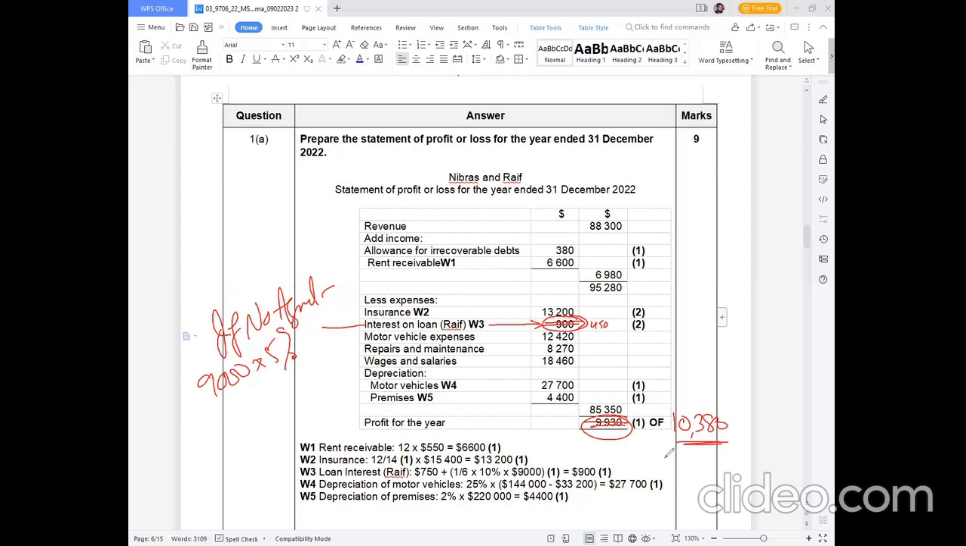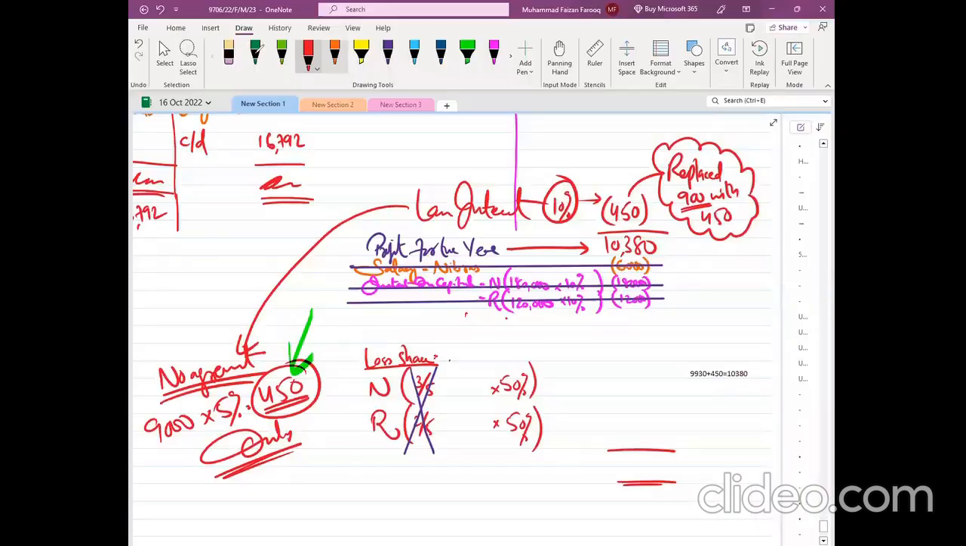That's how I did that. I just changed the answer of my income statement because I replaced the figure of 900 with the figure of 450. That means I reduced my expense. If I am reducing my expense, my profit automatically increases, which is coming to 10380. Any questions? No. Now I will move to the answer. Our residual profit, you just told me, is 10380. There is no agreement, meaning equal sharing. Equal sharing means each person will get how much?